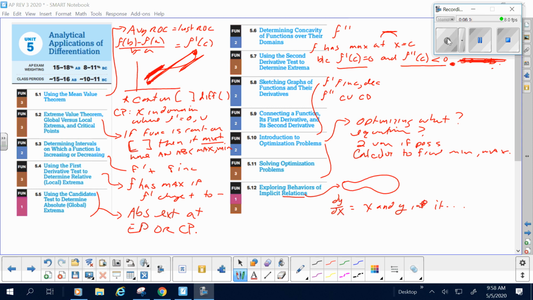It's important to note that if the slope is 0 over non-zero, then that's no rise, but some run, and so that is horizontal. If you get non-zero over 0, that's rise, but no run, and so that is vertical tangent, not asymptote, vertical tangent. All right, let's practice a little bit here, shall we?